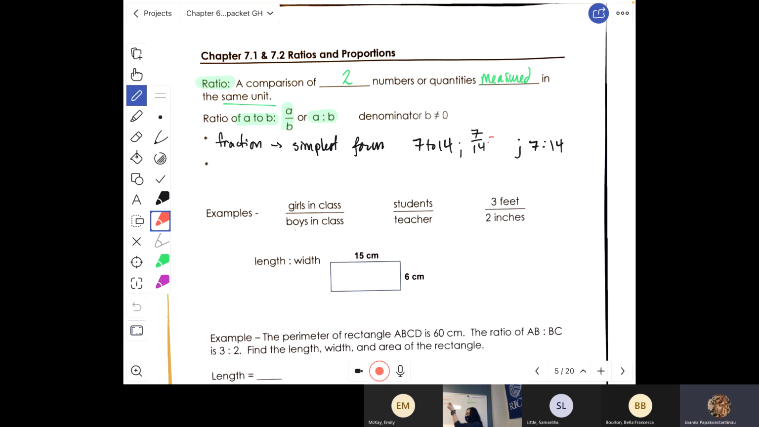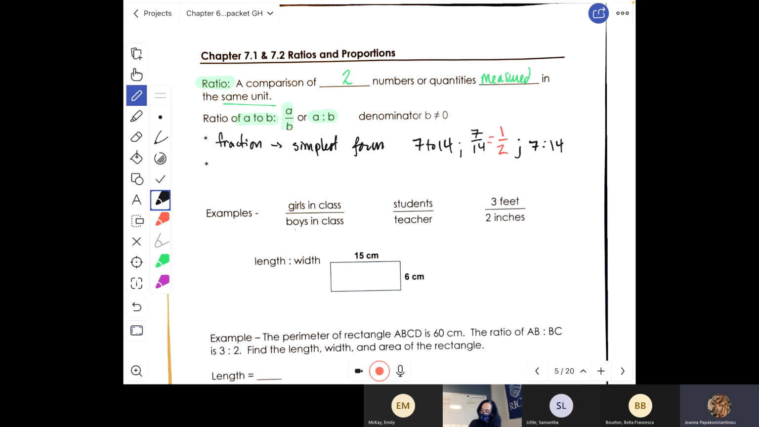But if I had a fraction, I'd want to go a step further. And what is each the numerator and denominator divisible by? 7, right? So if I divide the numerator by 7, I get 1. And if I divide the denominator by the same number, I get 2, right? So we do want to simplify.